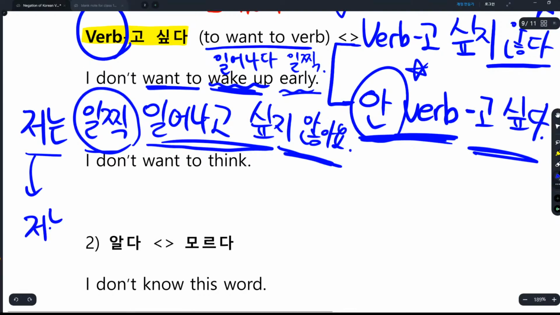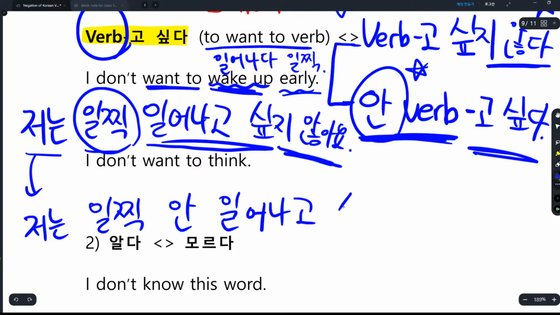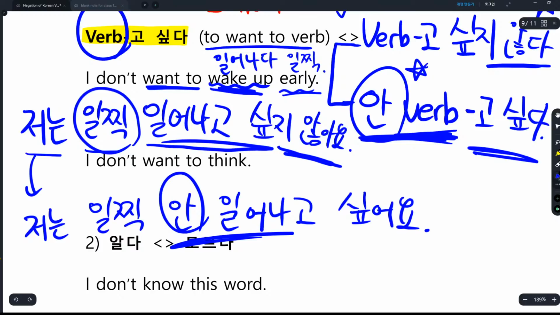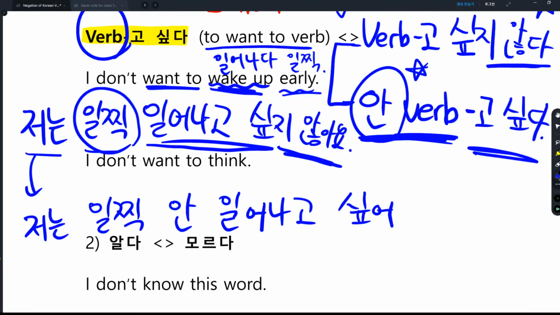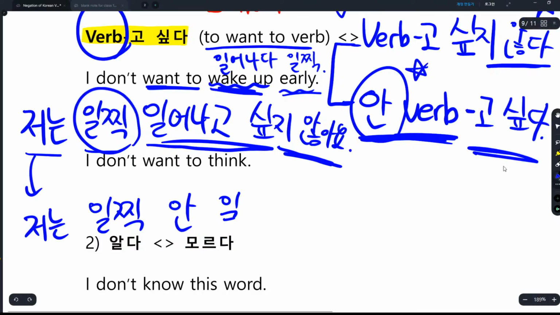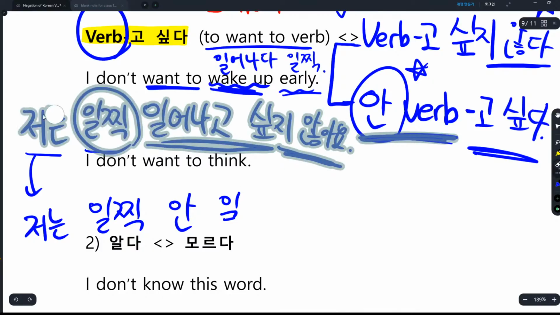저는 일찍 안 일어나고 싶어요. You can put 안 in front of, in the stem part, right? 안 일어나고 싶어요. Okay, that's how you can negate I don't want to wake up early. 저는 일찍 안 일어나고 싶어요. Okay, let me erase this so that I can afford more space.